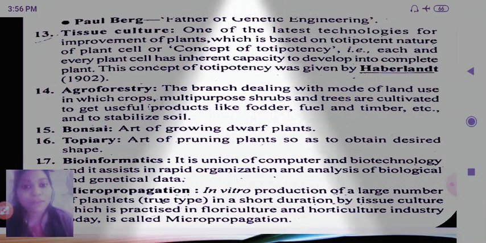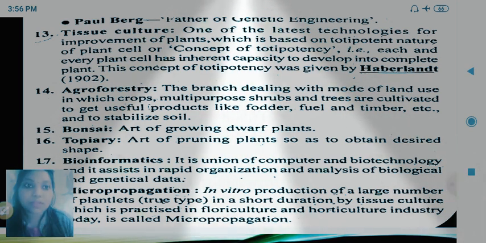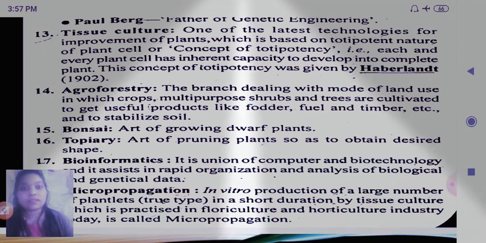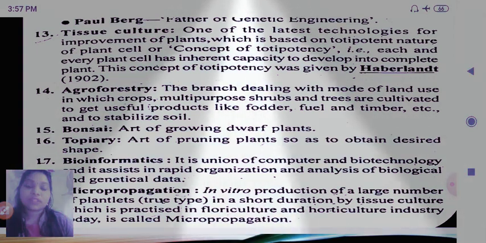It is known as the combined form, agroforestry. The branch which deals with the mode of land use in which crops, multi-purpose crops, shrubs and trees are cultivated to get useful products like fodder, fuel and timber, etc., and to stabilize the soil. It is the intermixing of agriculture and forestry to modify the soil fertility and the production of useful products like fodder, fuel and timber, etc.